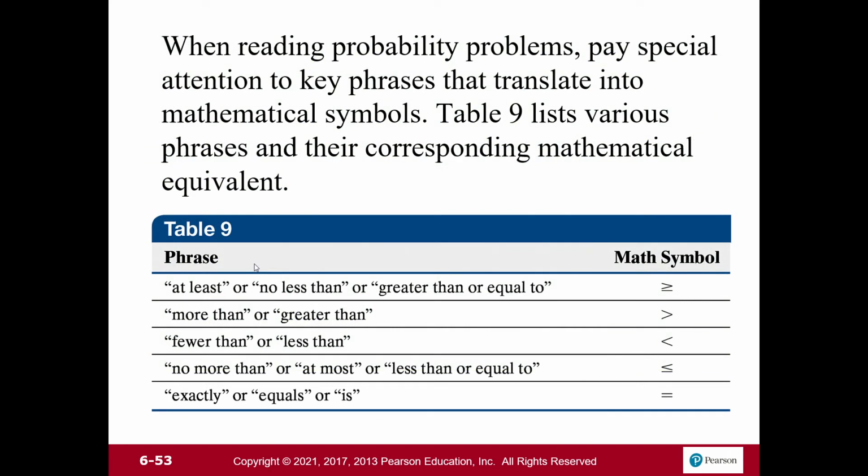When reading probability problems, pay special attention to key phrases that translate into mathematical symbols. Table 9 lists various phrases and their corresponding mathematical equivalents. If they say at least, or no less than, that's greater than or equal to. More than is greater than, and fewer than is less than. No more than is less than or equal to. And when they say exactly, we have equals. This is a nice little chart.